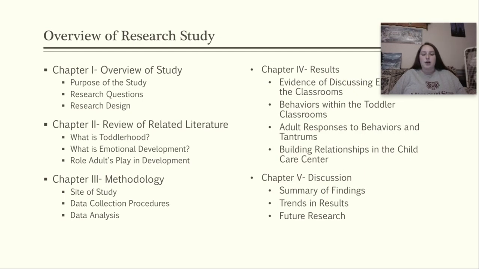First, we will go into an overview of the study by looking at the purpose of the study, the research questions, and the research study design. Next, we will look at the 3 aspects of the related literature: what toddlerhood is, what emotional development is, and the role adults play in the emotional development of toddlers.